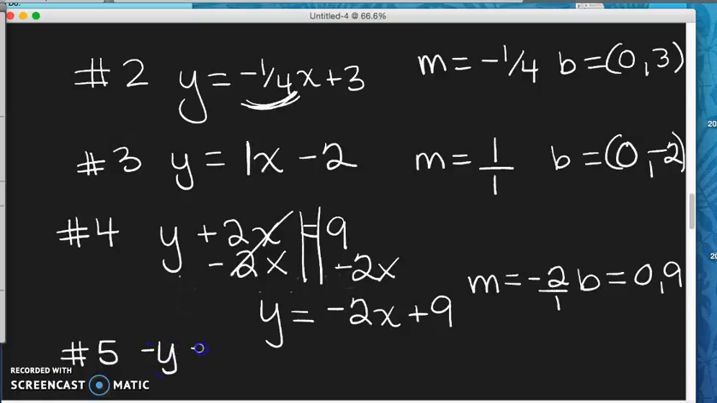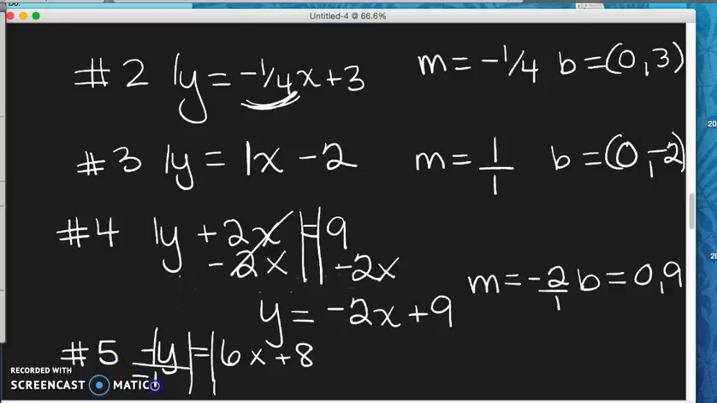Negative y equals 6x plus 8. Now you might think that this is in slope-intercept form because of the x's and your slope and y-intercept are on the right side. However, your y is not isolated. The reason why the y is not isolated is, if you look at all the other examples, this y has a positive 1 in front every time. Here we have a negative 1. It's saying negative 1 times y.